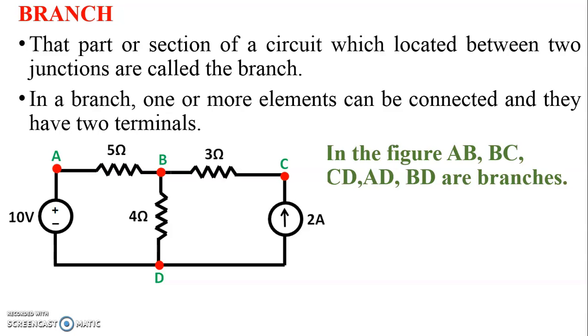So first is the branch. A branch is a part or section of a circuit located between two junctions. In a branch, one or more elements can be connected and they normally have two terminals. For example, in this figure, the branches are AB, BC, BD, CD and AD. So there are 5 branches available in this figure.